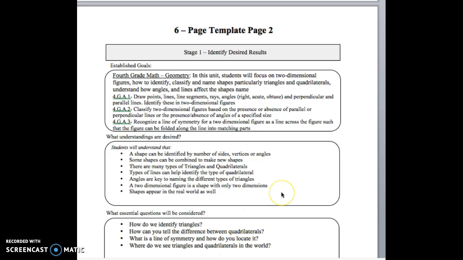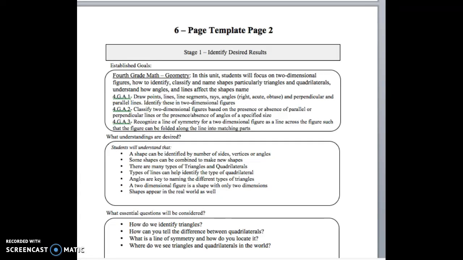What I want my students to understand is that a shape can be identified by the number of sides, vertices, or angles. Some shapes can be combined to make new shapes. There are many types of triangles and quadrilaterals. Types of lines can help identify the type of quadrilateral. Angles are key to naming the different types of triangles. A two-dimensional figure is a shape with only 2 dimensions, and shapes appear in the real world as well. I want them to be able to take geometry and understand that it is more than just in math.